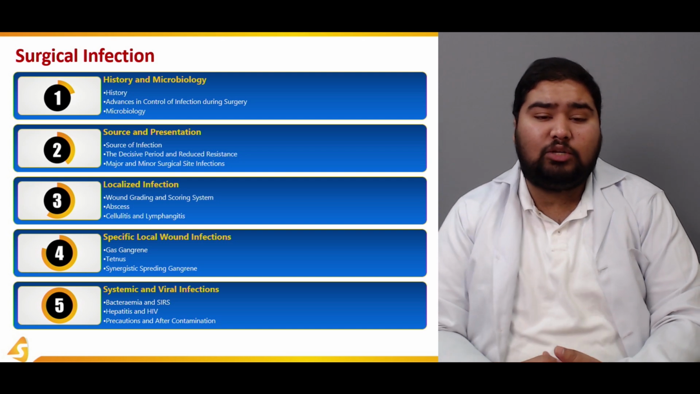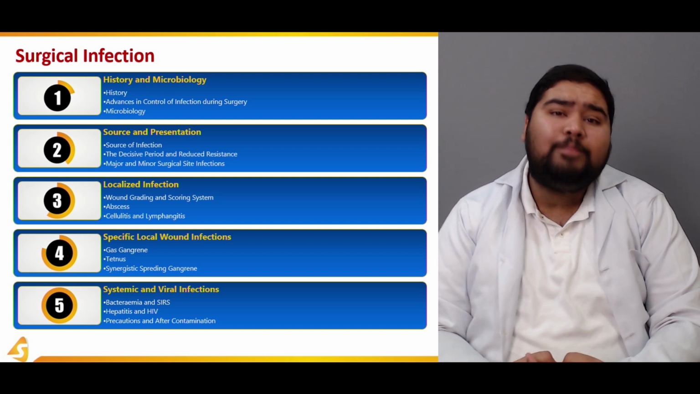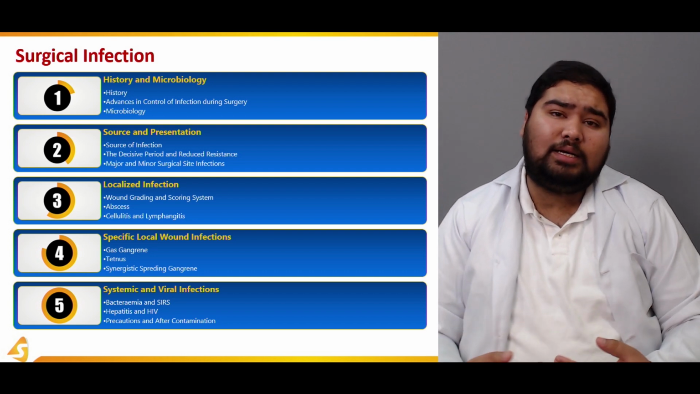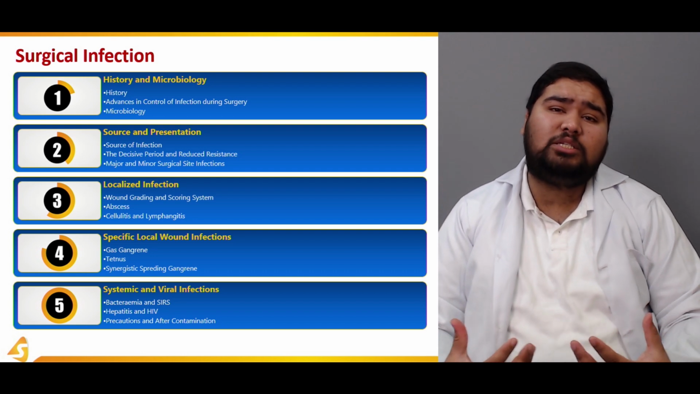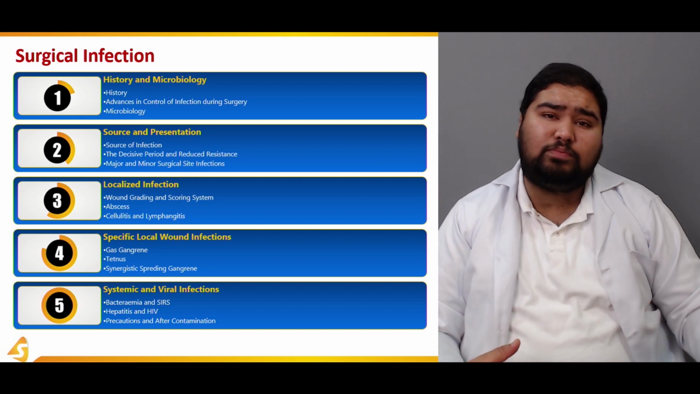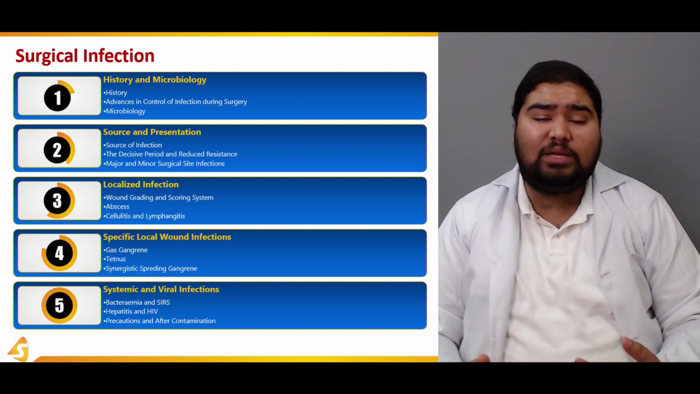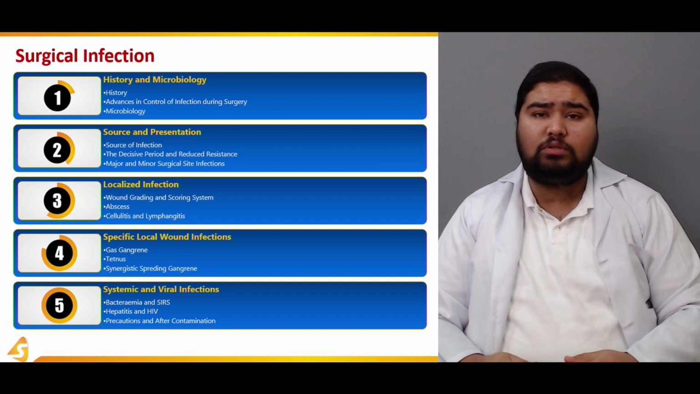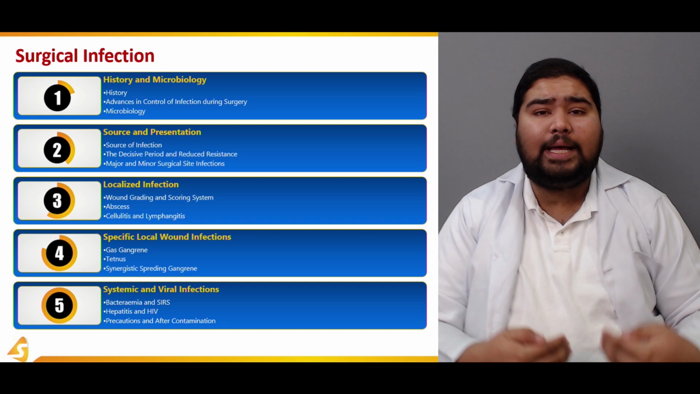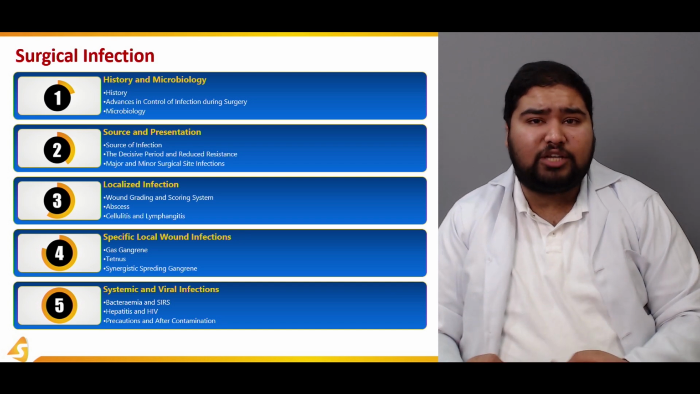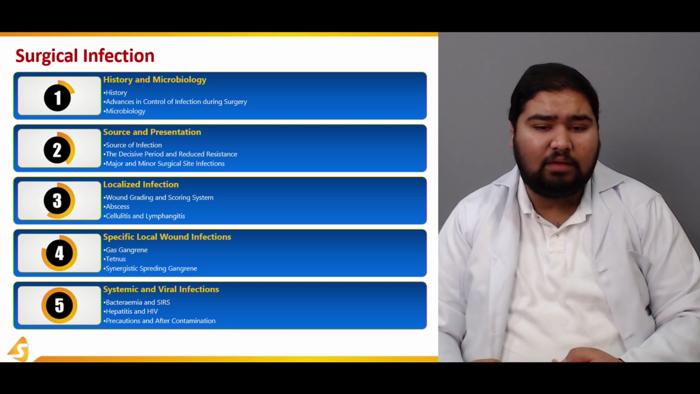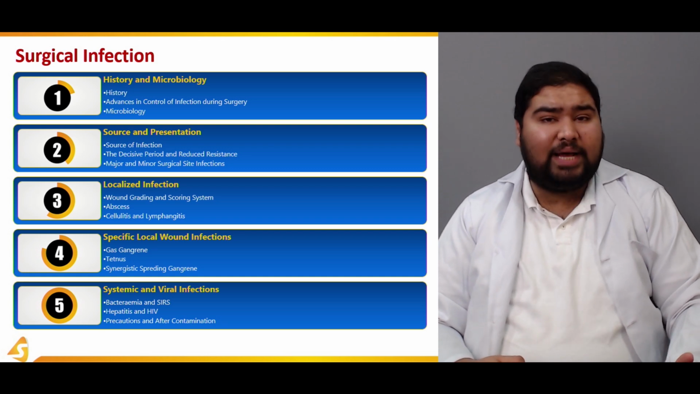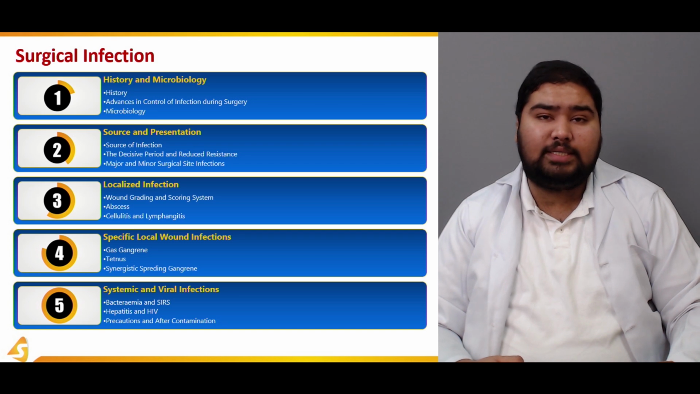Finally, in the last section, we'll talk about the systemic and viral infections. We'll see how the sources of infection might spread throughout the body and lead to bacteremia, and we'll see what systemic inflammatory response syndrome is. Then we'll talk about how hepatitis and HIV patients might affect the surgeon himself, and then we'll talk about the precautions that must be taken by the surgeon and after contamination.